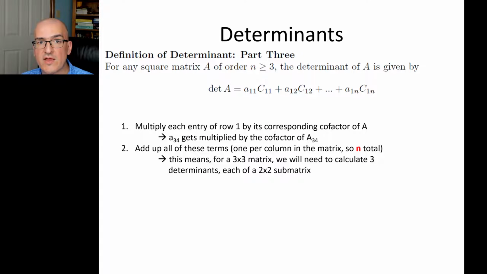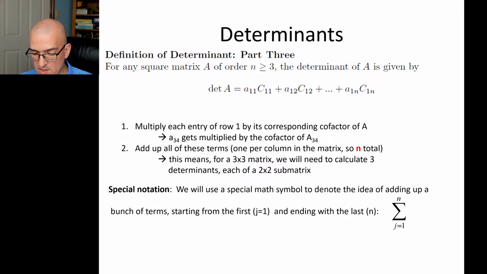That means if we're looking at a 3 by 3 matrix, we're going to need to calculate 3 2 by 2 determinants. This might be the first place that you see this notation, this so-called summation notation. This is a special math symbol. It's a capital sigma. It means sum, and sum just means add. And it's a fancy expression for adding up a bunch of stuff.